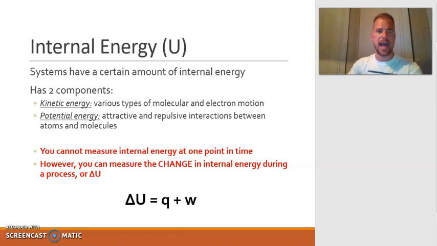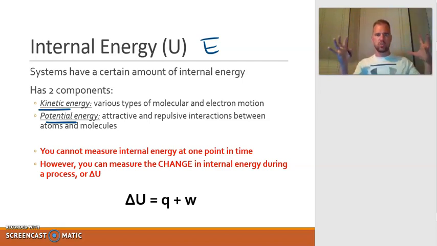So internal energy has... Actually, I've seen it two ways. Some textbooks have internal energy as U. I have seen other textbooks have it as a capital E. We're going to go with U because I believe that's what lines up with your textbook. But if it's capital E, it's the same thing. But internal energy, everything has internal energy. Systems, whatever they are, have a certain amount of internal energy. And that internal energy is composed of those two energies we talked about, kinetic and potential. So those two energies together is what gives something its internal energy.